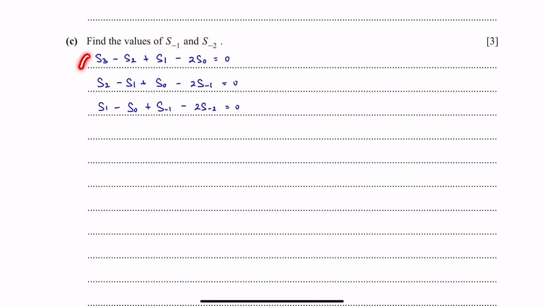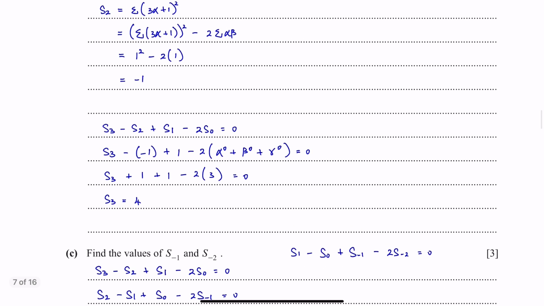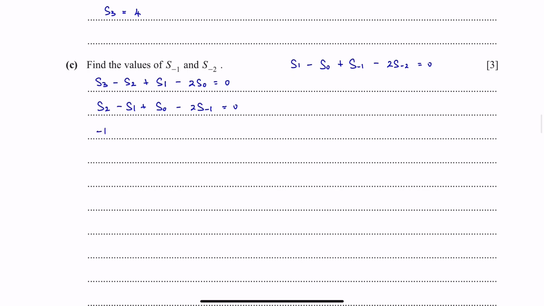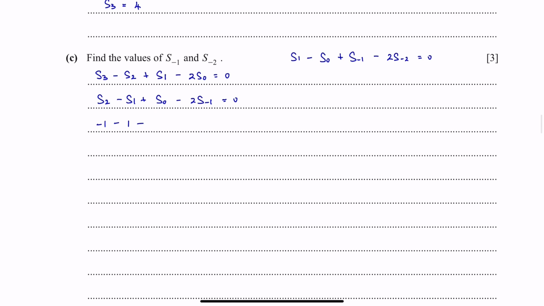First step, we will step it down from this to this. So let's just move this aside first. And we can get S negative 1 in this case. So S2 is just negative 1, minus S1 which is 1, plus S0 which is 3, minus 2S negative 1 equals 0. So 2S negative 1 is 1 and S negative 1 is 1 over 2.